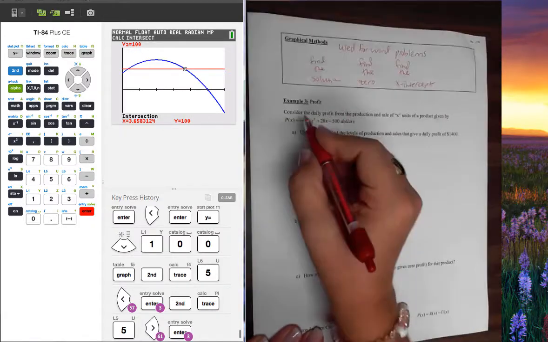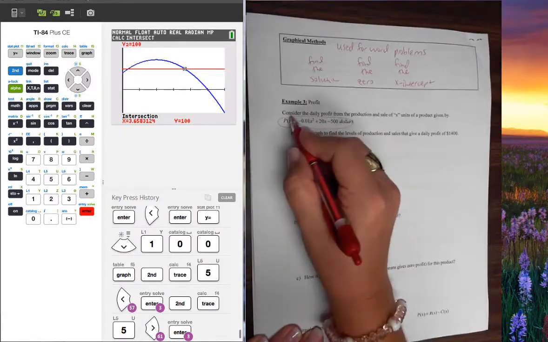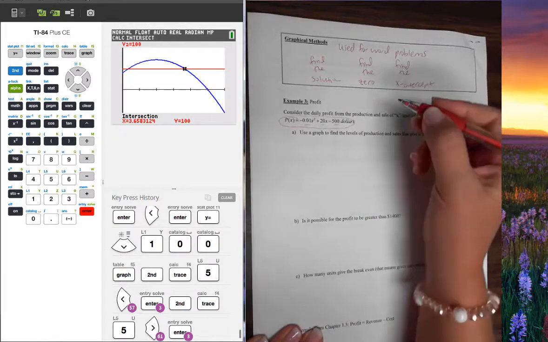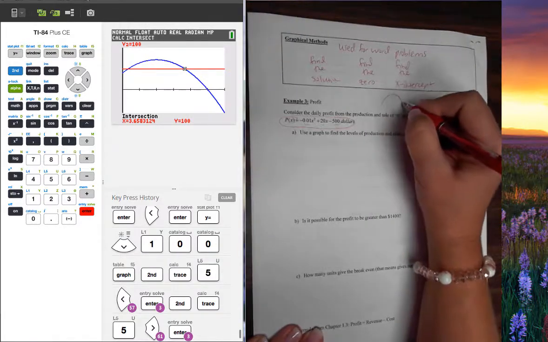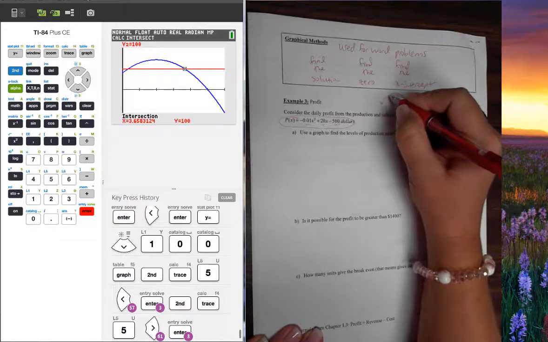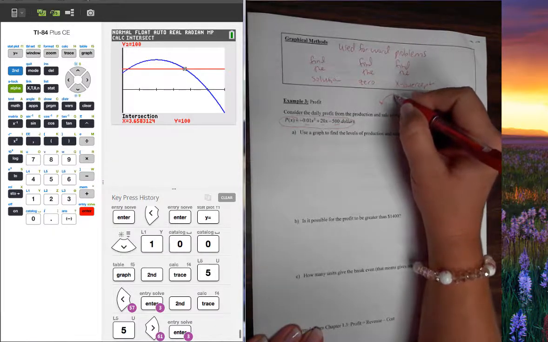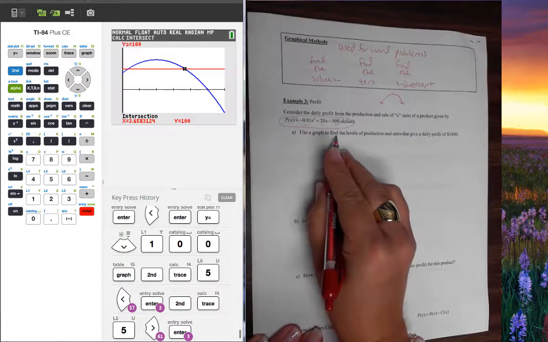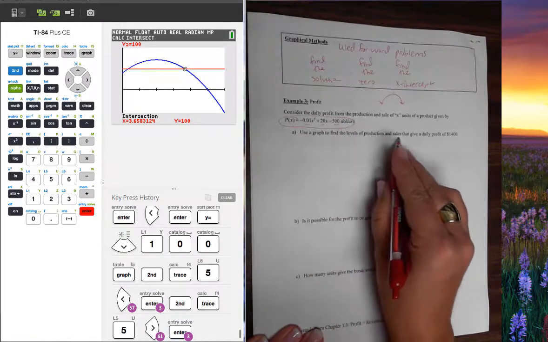Okay, so now we have a profit function. And notice the A value, this is A, B, and C. Notice the A value is negative, so it's going to open upside down, kind of like that ball being thrown. So you have your profit increasing, and then it reaches a maximum profit, and then it decreases. So we're going to use a graph to find the levels at the daily sales.